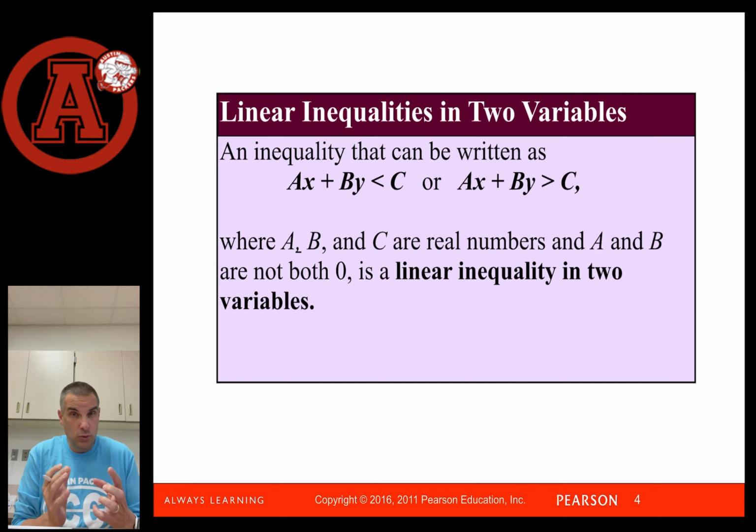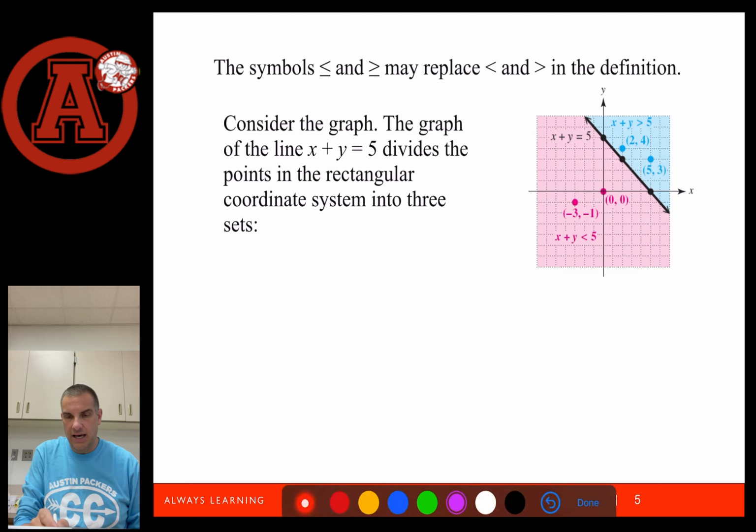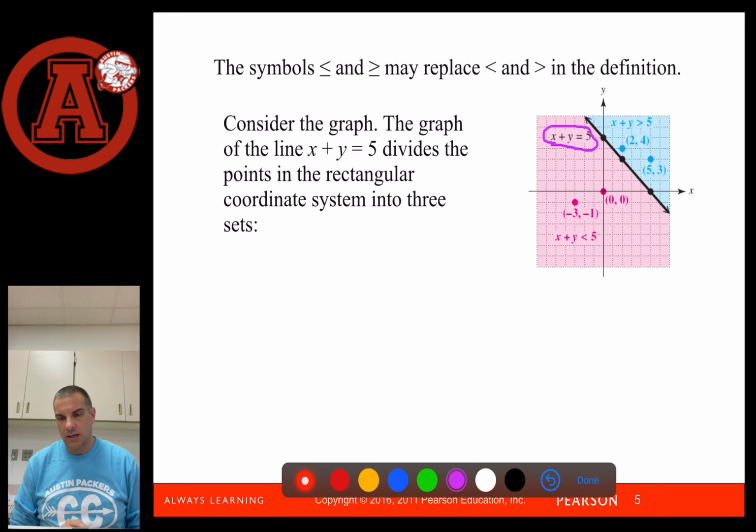If you remember from Algebra 2, we put dotted lines or solid lines, and we graph either above or below the line. Here's an example. The line is x plus y equals 5. All the pink area down there is the values where x plus y is less than 5, and all the areas in the blue are the areas that are greater than 5. So this is what we're going to be looking at today.